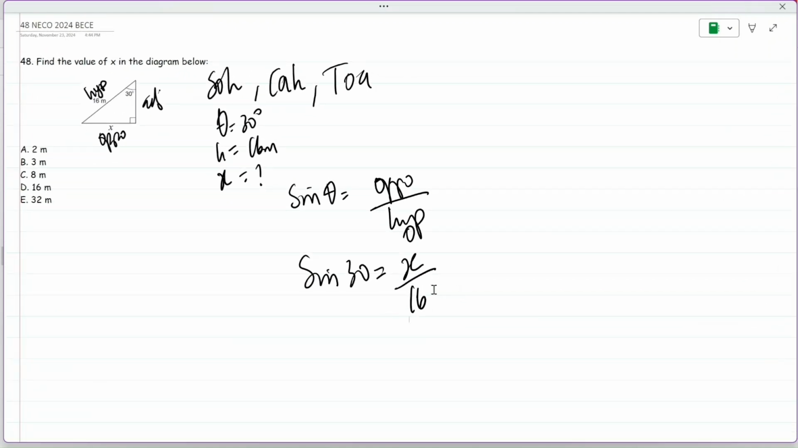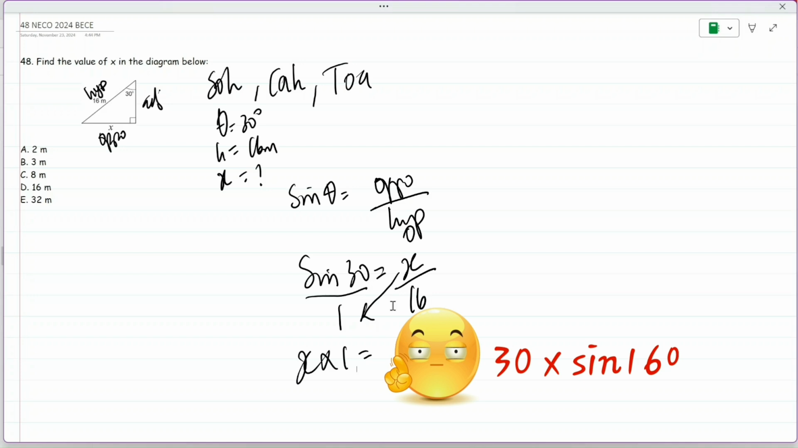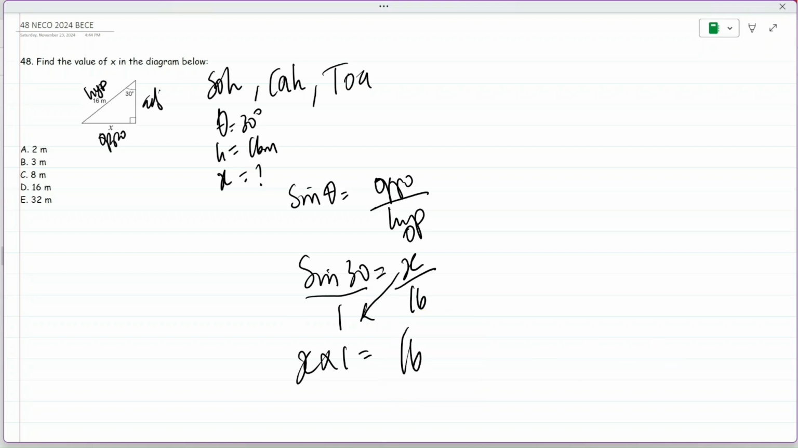Since we want this fraction to go off and make it plain, we can say sine 30 over 1, then we cross multiply. Or like they say in math, you multiply both sides by 16, whichever way you still get it. For the sake of easy understanding, we cross multiply. We'll start with this, x times 1, because we want the unknown to be on the left. We have x times 1 equals 16 times sine 30. Don't go and write 30 sine 16. Be careful here. 16 times sine 30.